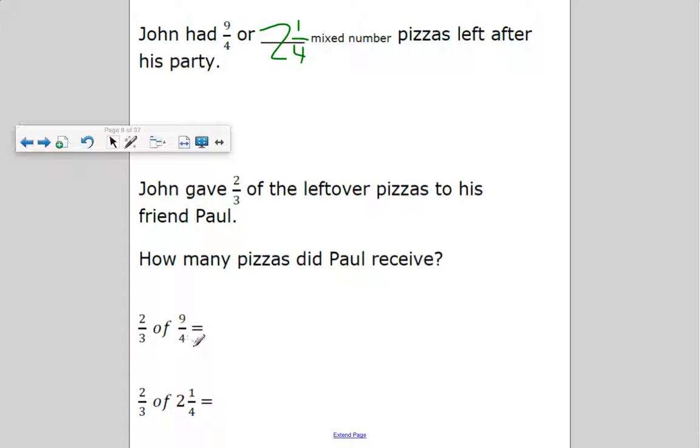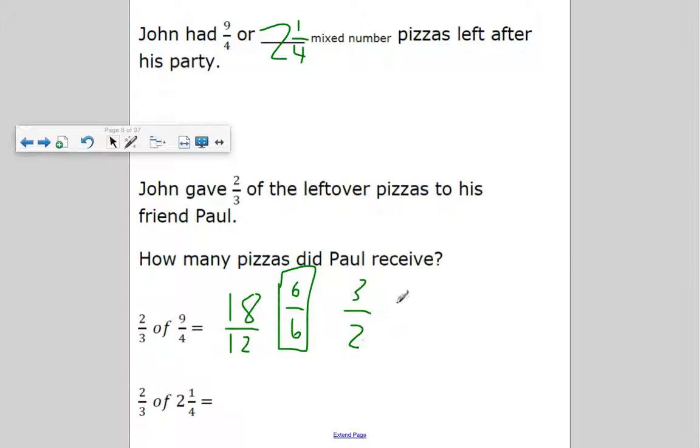So do you prefer multiplying by an improper fraction or a mixed number? I prefer multiplying by an improper fraction. So I multiply the numerators. That's 18. I multiply the denominators, which is 12. I can simplify this. I'm going to divide both numbers by 6. So that gives me 3/2.